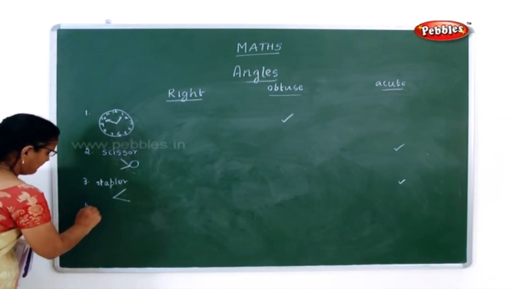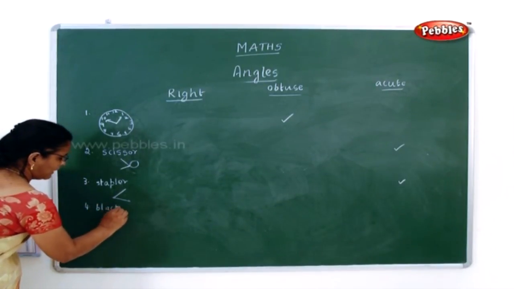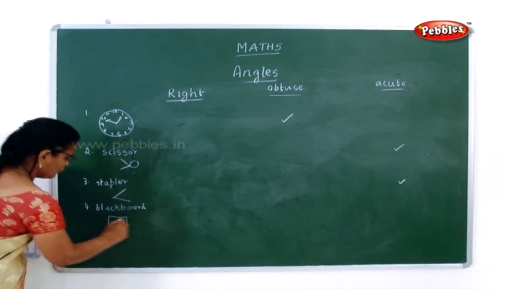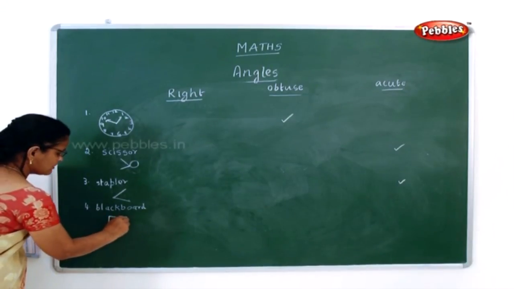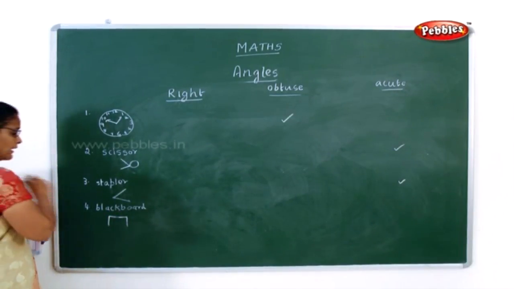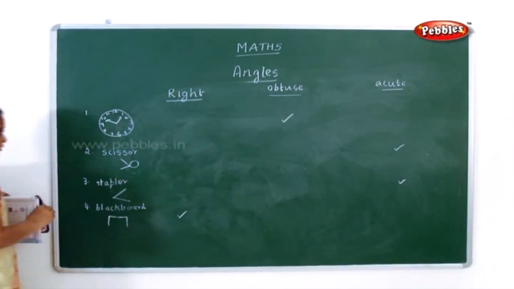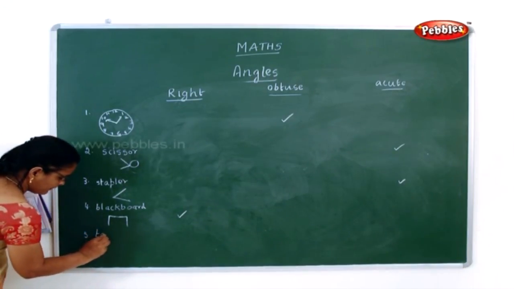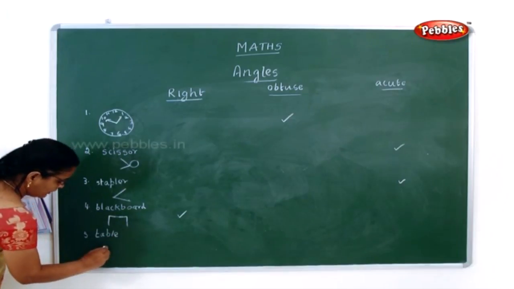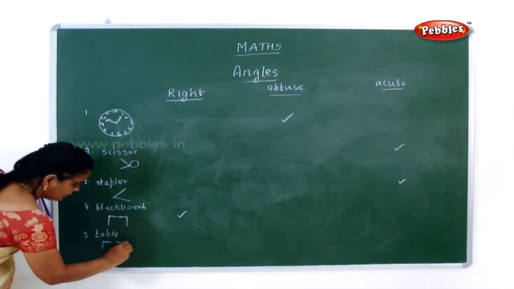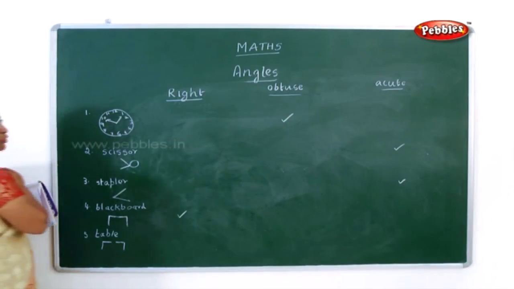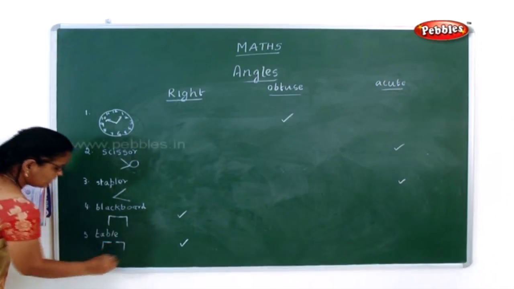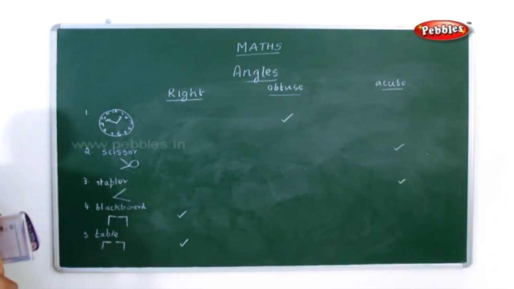Now next one is the blackboard. They have taken the figure of a blackboard. So this is in the form of an L shape. So what angle is it? It is a right angle. So you have to put a tick mark in right angle. Now the last one they have given is a small table. In this table also, it is in the form of an L shape. So what angle is it? Is it right or obtuse or acute? It is again the right angle because it is an L shape. So for this table you have to put a tick mark in right angle.